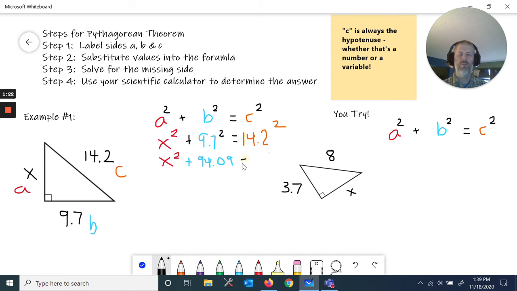And then on my calculator over here, I'm going to multiply 14.2 squared. And I get 201.64. That's orange. We'll do that in orange. 201.64. Okay, so now we need to get the x squared by itself. So we need to subtract from both sides. So we need to subtract the 94.09.